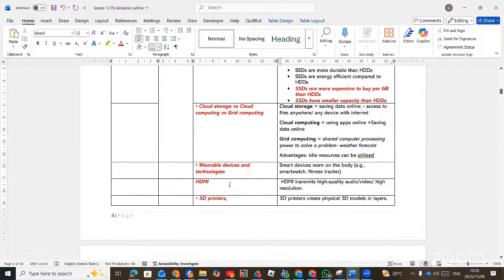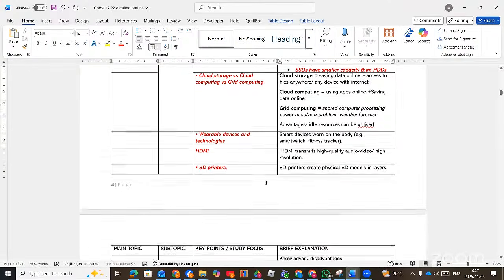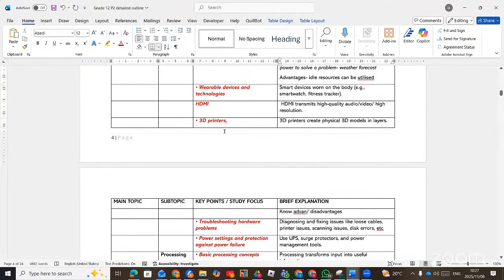Right, HDMI and then VGA. The HDMI transmits both video and audio, and they have a higher resolution. So they can ask you to compare HDMI versus VGA in terms of their resolution or in terms of what they contain. So they have both audio and visual output, and then they have a high quality as well as the higher resolution. Right. Then the printers, we can have a 3D printer.